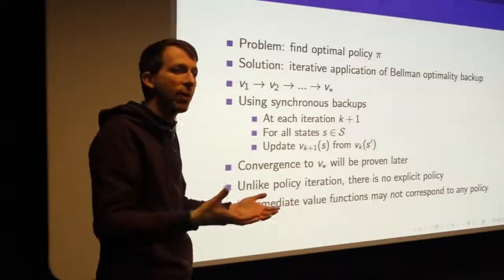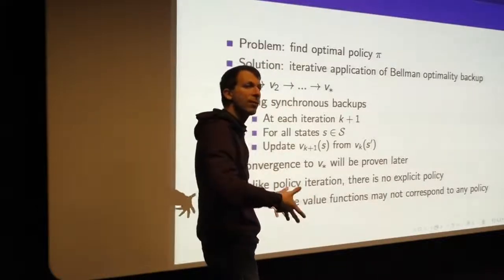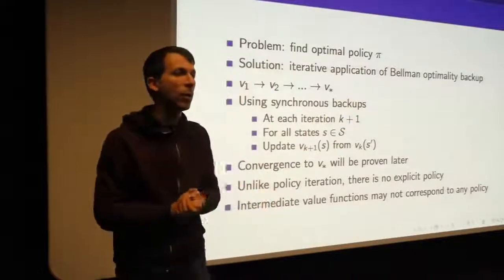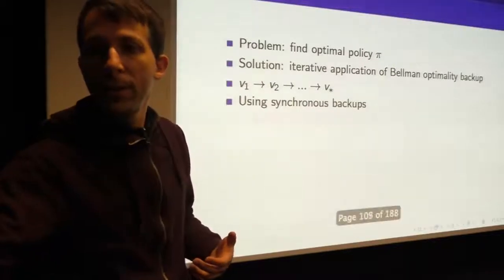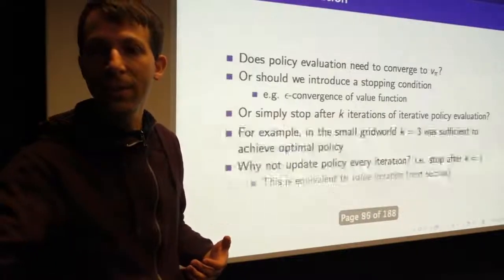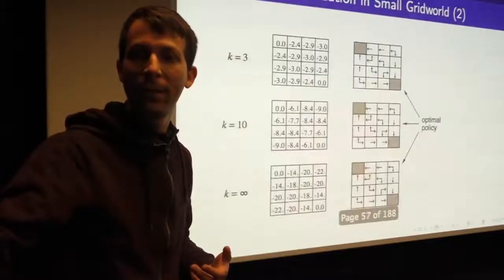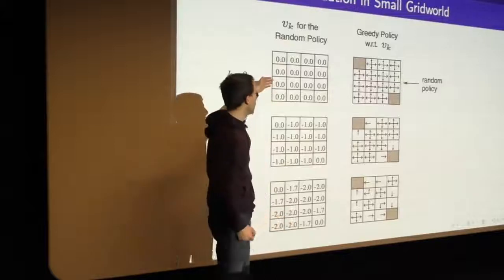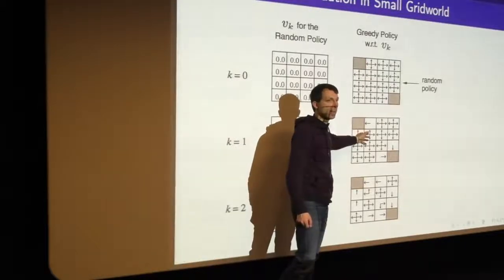It's not like policy iteration. In policy iteration, every step we constructed a value function that was the value function for a particular policy. Value iteration doesn't do that. It's more like modified policy iteration. If we go back to the small grid world again, sorry I keep going backwards and forwards through these slides, it's more like you just do one step of evaluation and then immediately act greedily with respect to it.